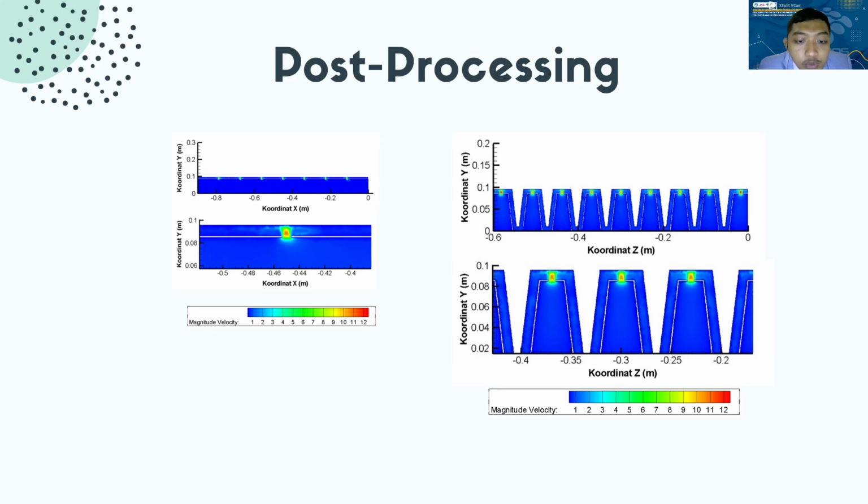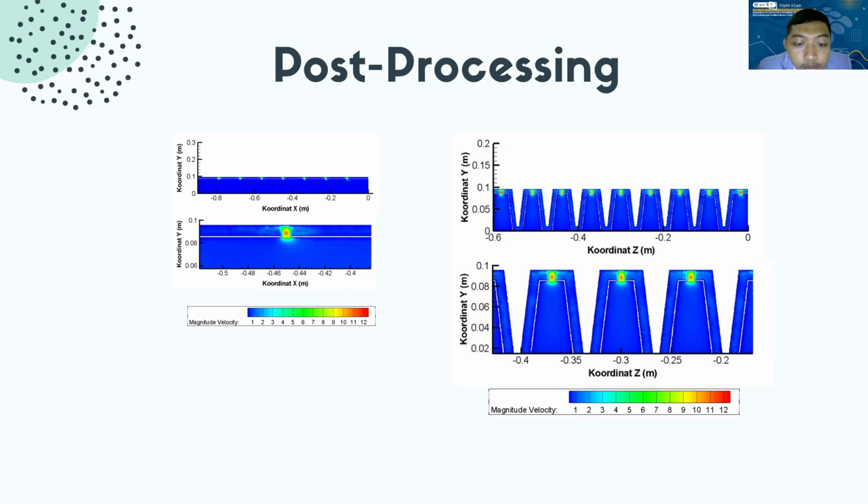And this is the XY plane and ZY plane, and the planes show that there is an increase in velocity in the area near the jet impingement. And the greater velocity value is as shown in the figure; apart from being near the jet impingement area, the velocity value tends to be normal at 0 until 2 meters per second.